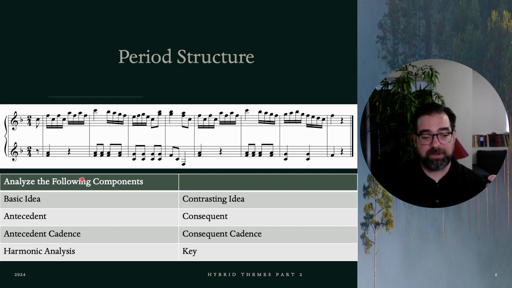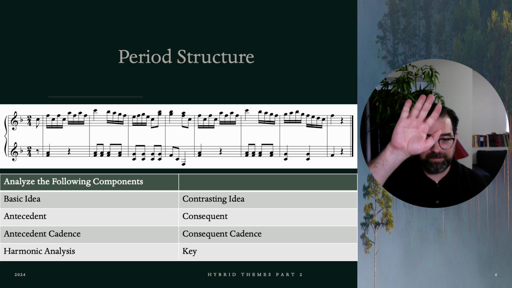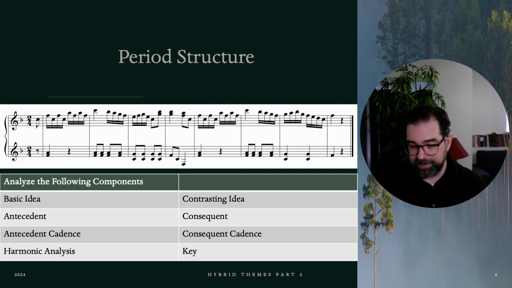So I want you to analyze all these components: basic idea, contrasting idea, antecedent and consequent phrase, the antecedent cadence, the consequent cadence, harmonic analysis, and probably the very first thing you should do is indicate the key. So go ahead and pause. I'm going to give you 5 seconds, and then we're going to go on and talk about the analysis of this particular piece. So 5, 4, 3, 2, 1, pause. Here we go.